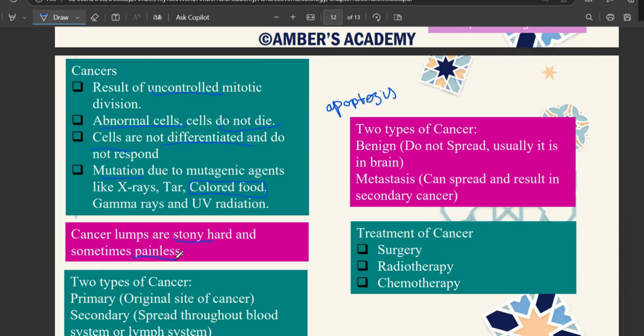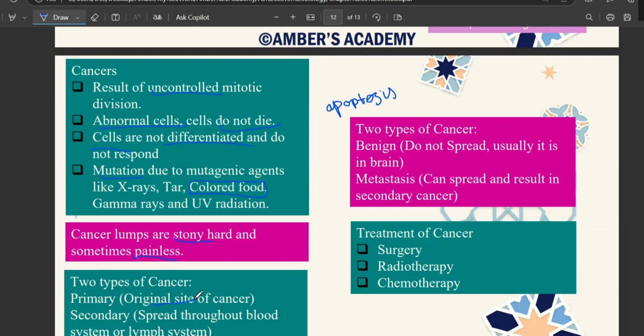Then there are two types of cancer. So there's a primary cancer and then there is a secondary cancer. So primary cancer is the original site of cancer. For example, if someone has a cancer of liver, initially he had this cancer of liver. So liver is the primary site, meaning that it was the original site of cancer.